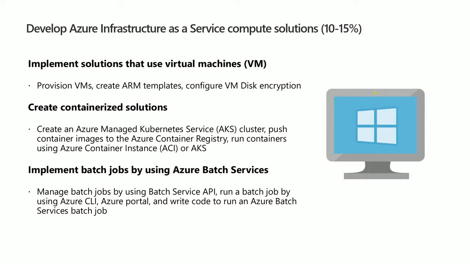So let's talk a little bit about the requirements here under the IaaS pillar. So this infrastructure as a service, 10 to 15%. So implementing solutions, provisioning VMs, creating ARM templates, that can be kind of intimidating. You just want to kind of write code, right? Build your application. Who cares about building VMs? Let the DevOps team do that, right? However, we want to be familiar with that.